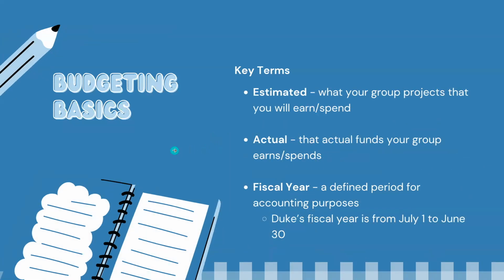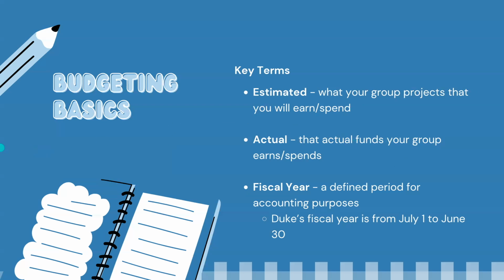A couple of other key terms that you'll hear me use today. When we're talking about estimated revenue or estimated expenses, that's what your group projects that you will either earn or spend. It's just kind of what you think or what you anticipate might be your costs or what money you're bringing in. And then there are the actual funds that your group earns or spends after you get the receipt or you get the invoice or you get the actual cost completely hammered out. That is what you'll be looking at there.